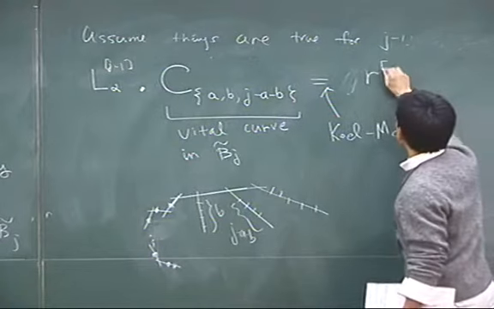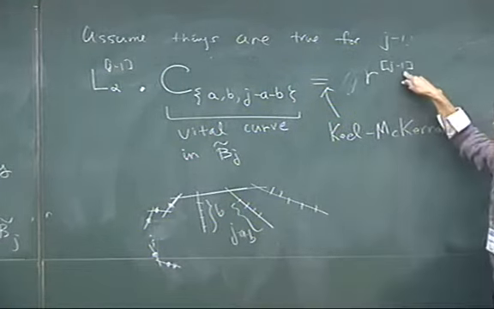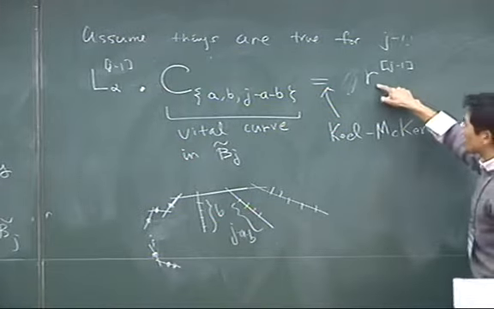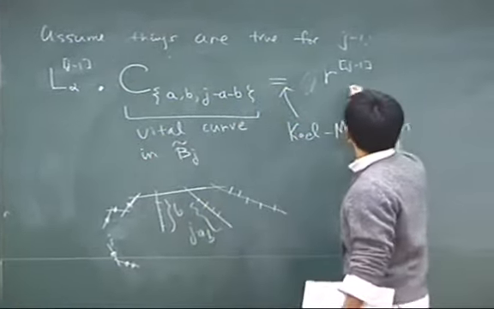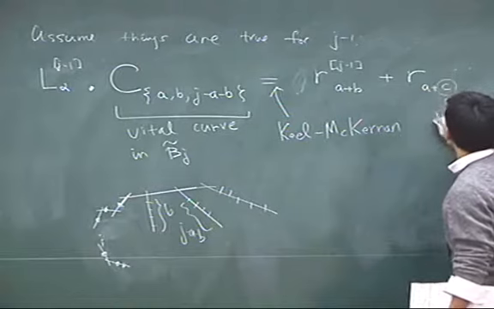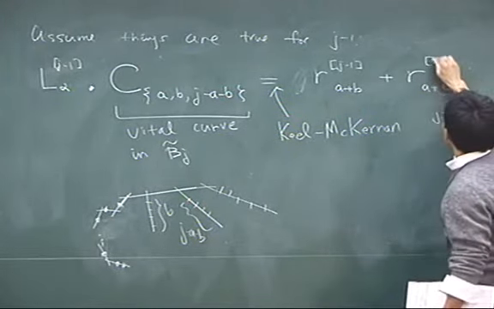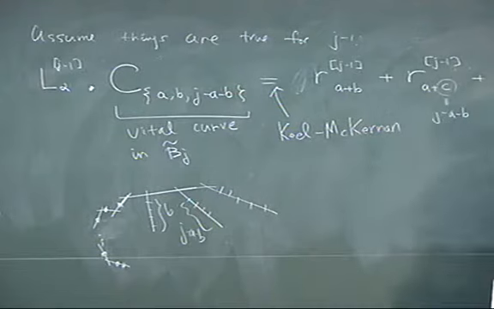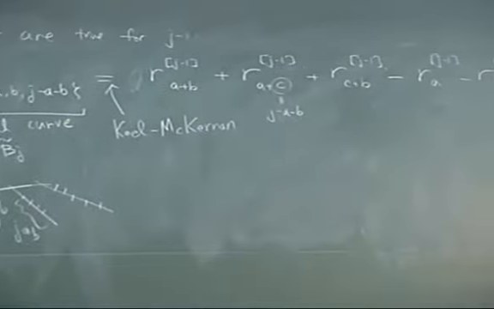And it is just R, I'm going to put J minus 1 to denote that it is the coefficient of L alpha J minus 1, of A plus B, A plus C, where C is J minus A minus B, R C plus B, minus RA, RB, RC, minus RJ, I think. Is it? Yes, RJ, J minus 1.